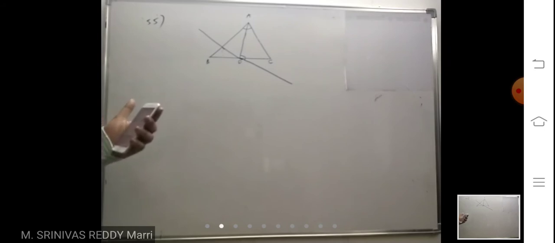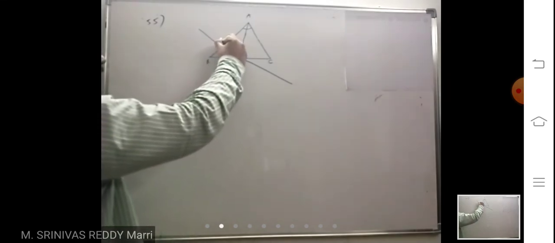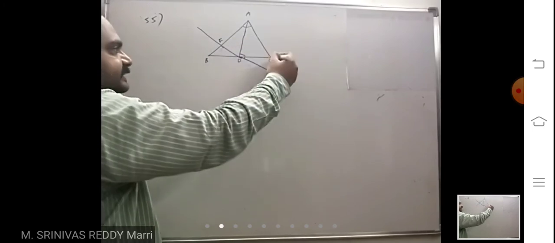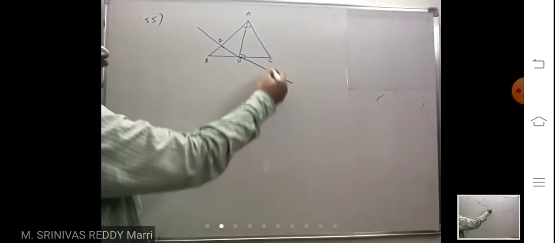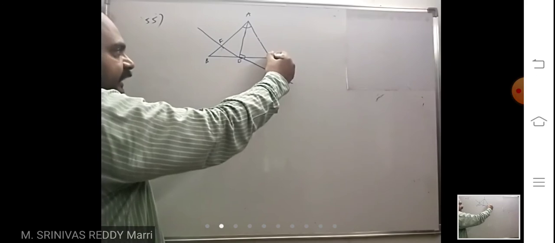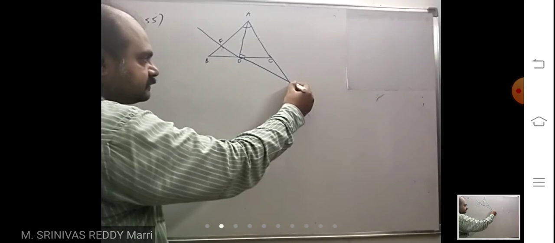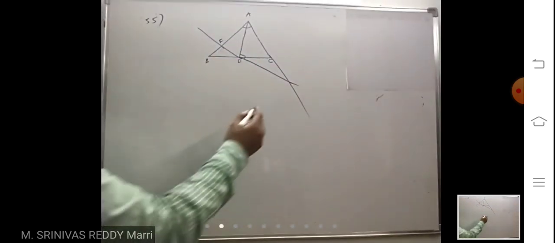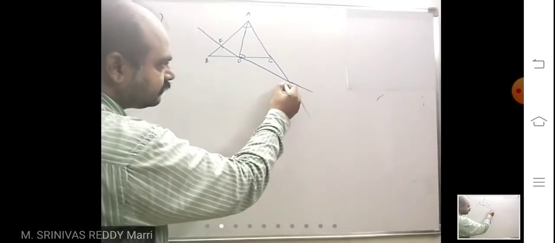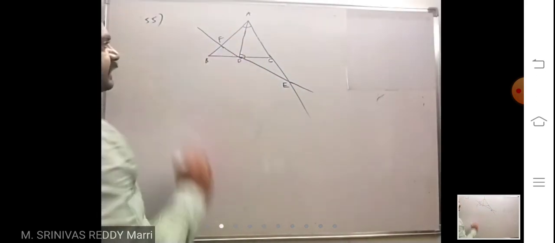It intersects the side AC at E and AB at F. Look here. AB at F, meets AC, means extended. Extend this. Otherwise, how can it meet? It meets means extended side. So this is AC at E and AB at F.